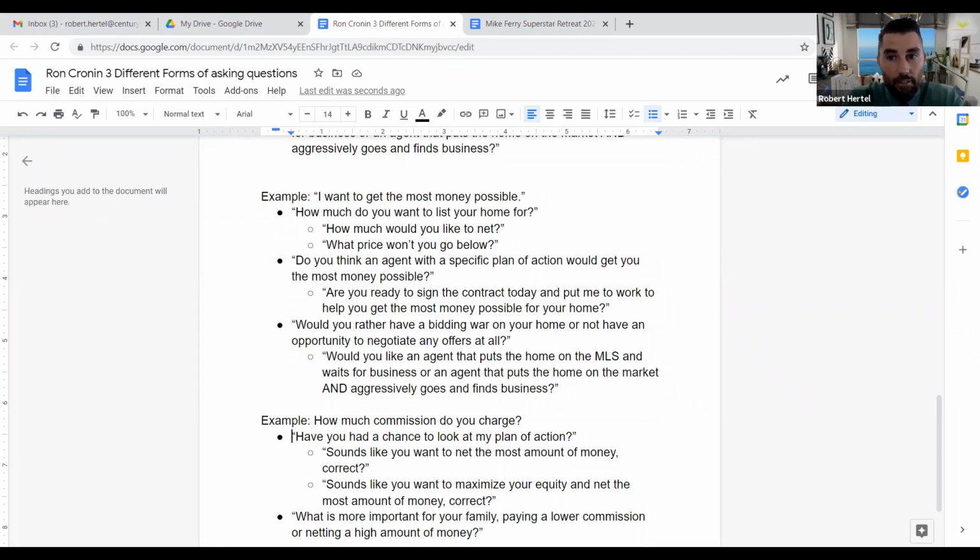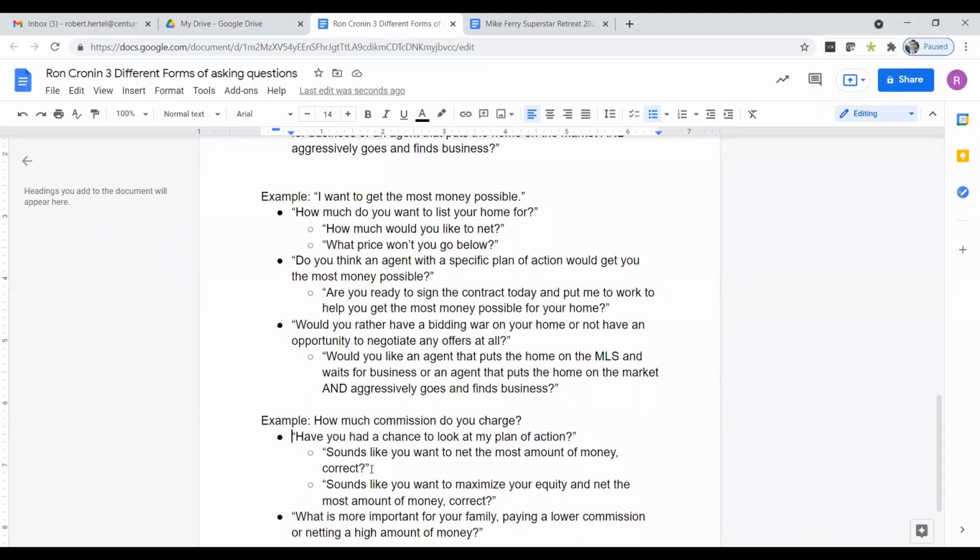I have an open-ended question that everybody should know on this one. How much commission do you charge? Have you reviewed my plan of action? No. I mean, you could use that. Yeah, you could. But we've already have that. That's a yes or no question. Have you had a chance to look at my plan of action? How much commission?